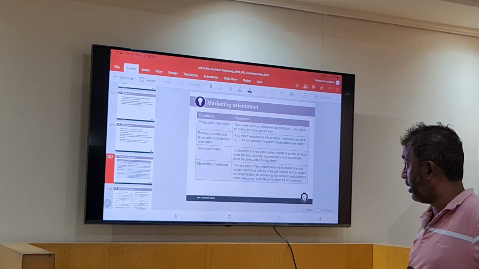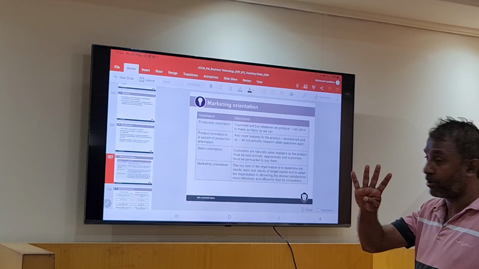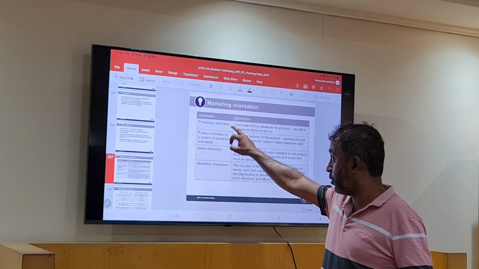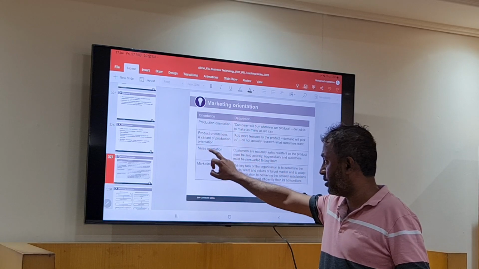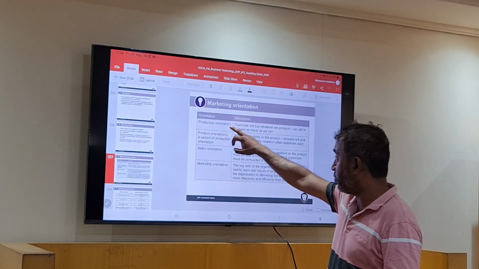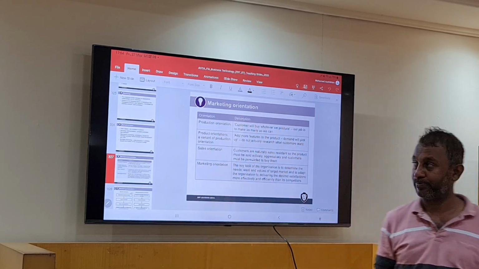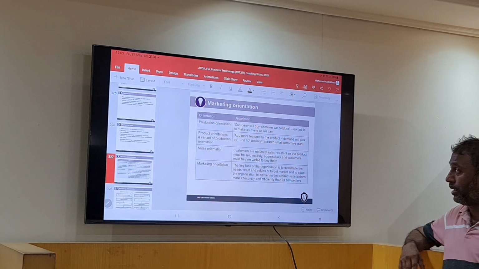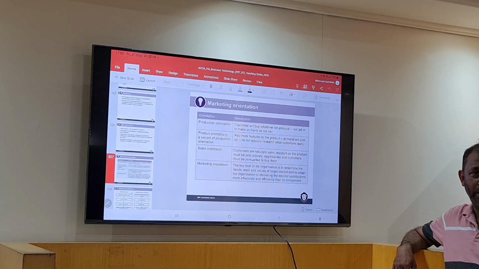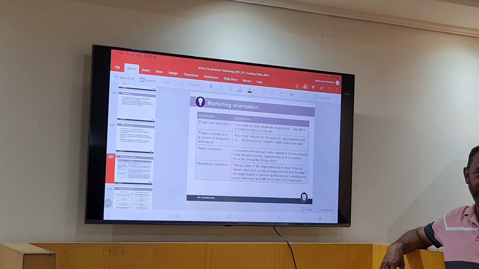So what are the marketing orientations? There are 4 types of orientation: production orientation, product orientation, sales and marketing orientation. What is production orientation? Customer will buy whatever we produce. Our job is to make as many as we can. Customer can buy any color of the car as long as the car's color is black. So he doesn't care.